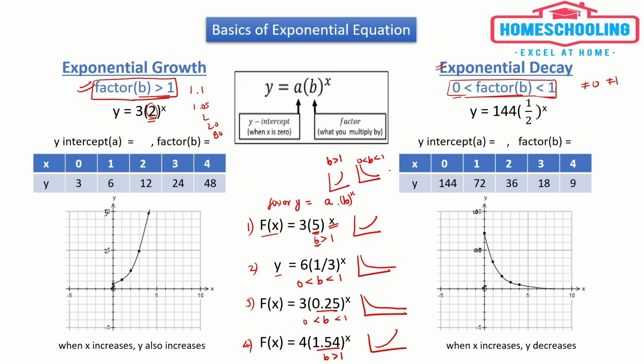Now, one more thing that you need to remember is that b can never be negative, can never be 0, can never be 1. When it is between 0 and 1, then it is an exponential decay graph, and when it is greater than 1, then it has an exponential growth graph. So you need to remember, the b value can never be negative, 0 or 1. This is very important. Now, let's move on to the questions.